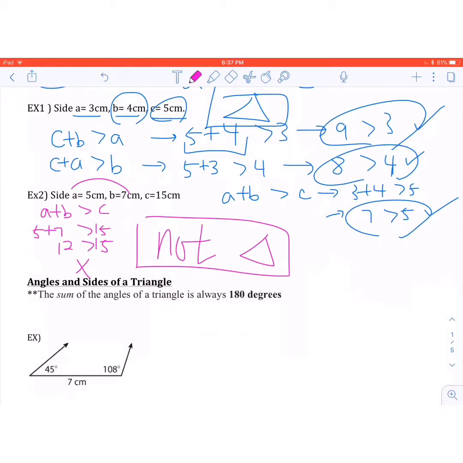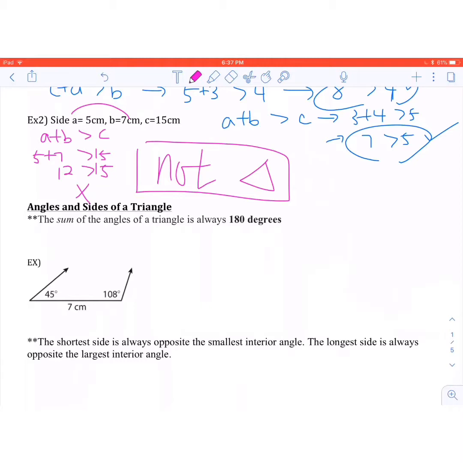So imagine if you were to cut out a ribbon that's 15 centimeters long, and you cut out one that's 7, and you cut out one that's 5. In order for you to make a triangle, all 3 points have to reach each other, but they don't. Therefore, that is the reason why example 2 is not a triangle.